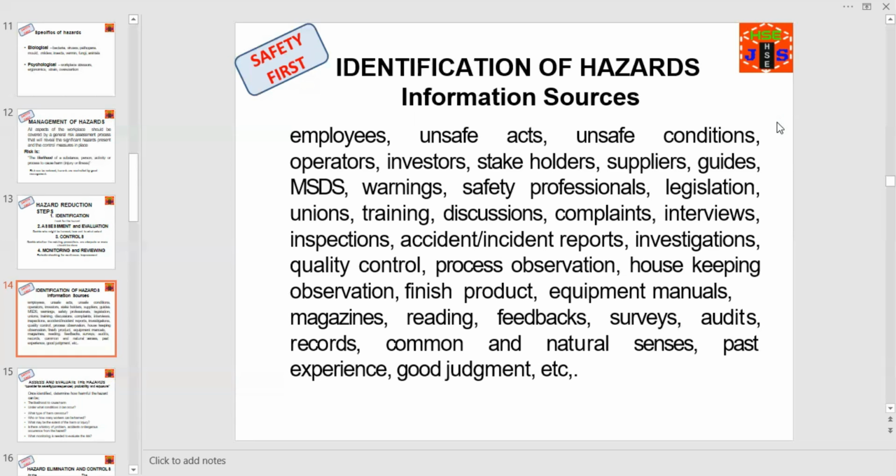quality control, process observation, housekeeping observation, finished product, equipment manuals, magazines, reading, feedbacks, surveys, audits, records, common and natural senses, past experiences, and good judgment, etc. Once you utilize these sources, it's much easier for you to identify the hazards.